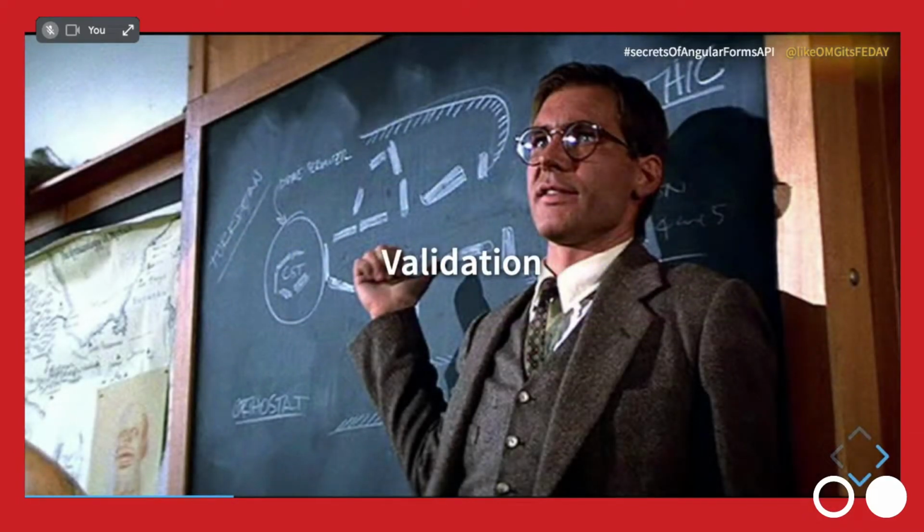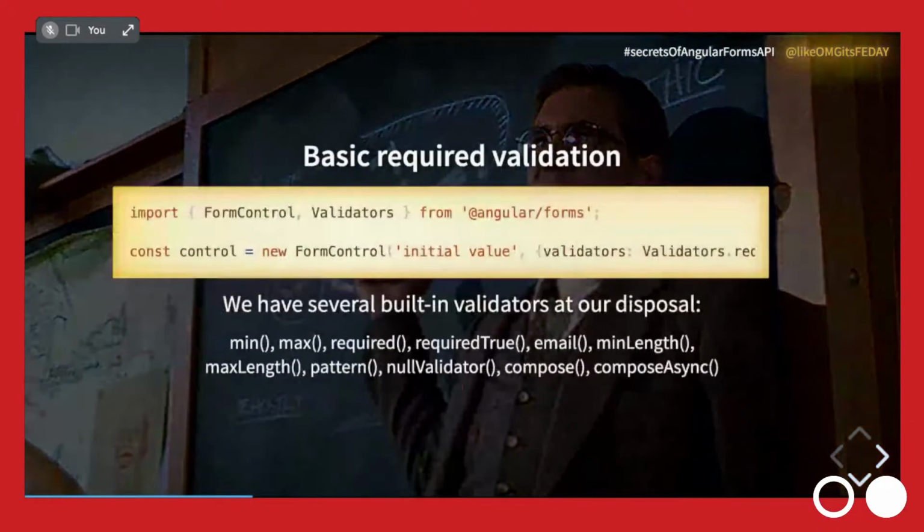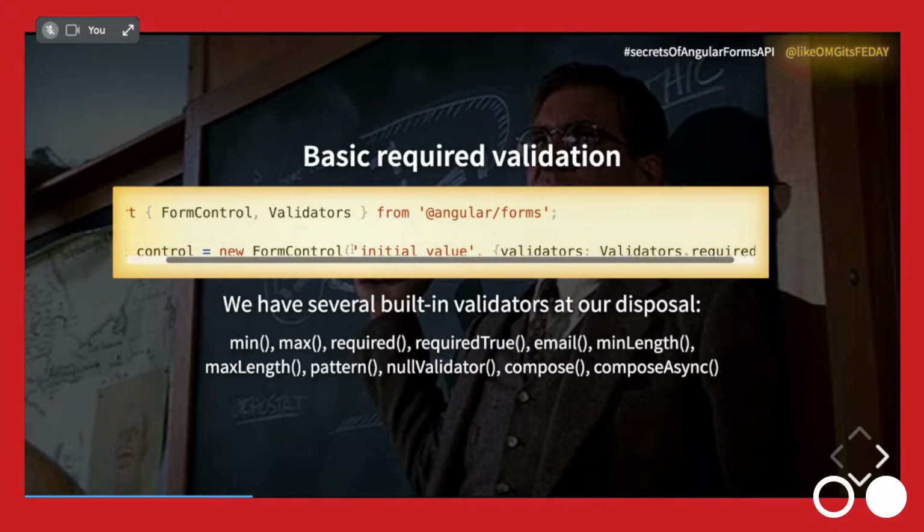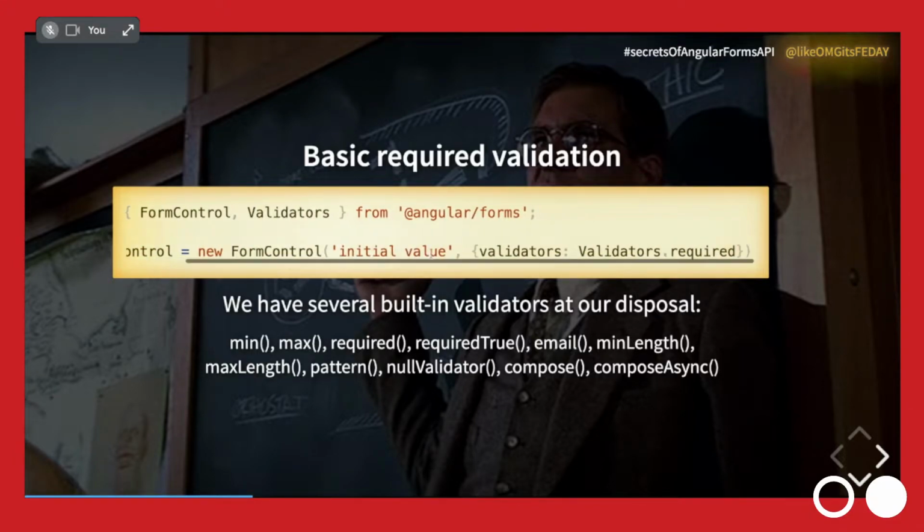We also have validation available to us. So we have our very basic required validation, which is, hey, this needs to be there or not. So this is an example of what that would look like, where I'm instantiating a new form control. I'm giving it an initial value, and in the object here, I'm marking validators as required. So we're able to just use our required validator or any of these other built-in validators that are available to us simply through the Forms API.